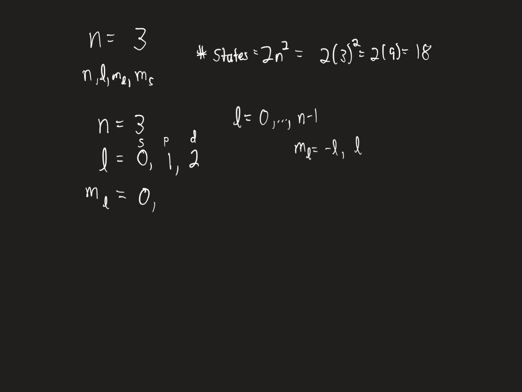Okay, let's look at the next one that I can have. If L is equal to 1, L is P, what M sub L's can I have? I can have negative 1, and it includes 0, so I can go negative 1, I can go 0, I can go 1. And what about L equal to 2? What M sub L's can I have? Negative 2, negative 1, 0, 1, and 2.